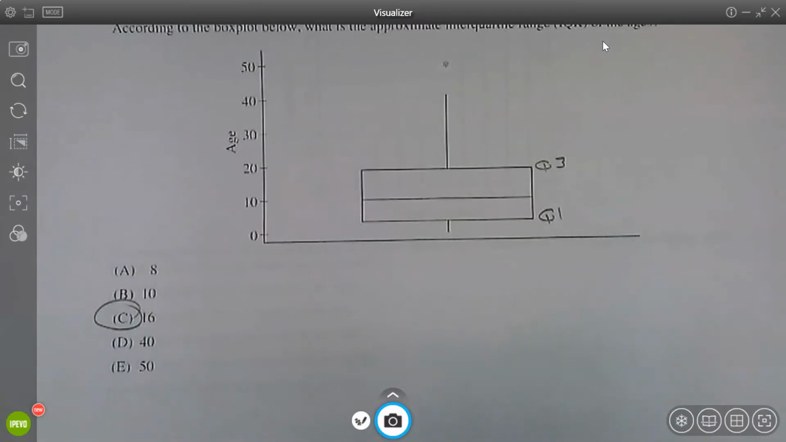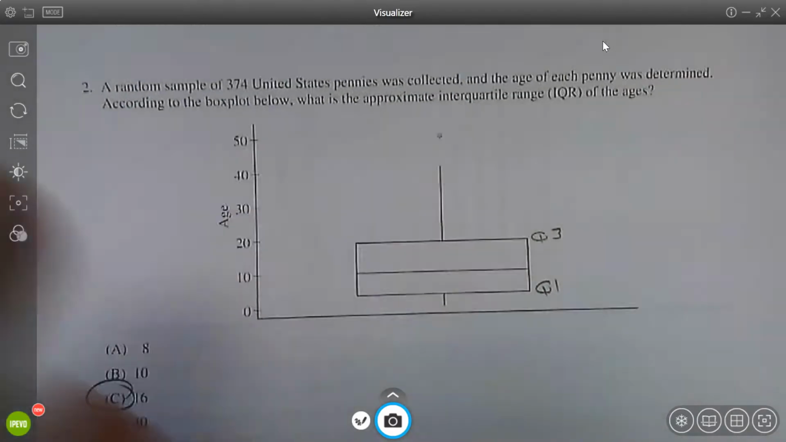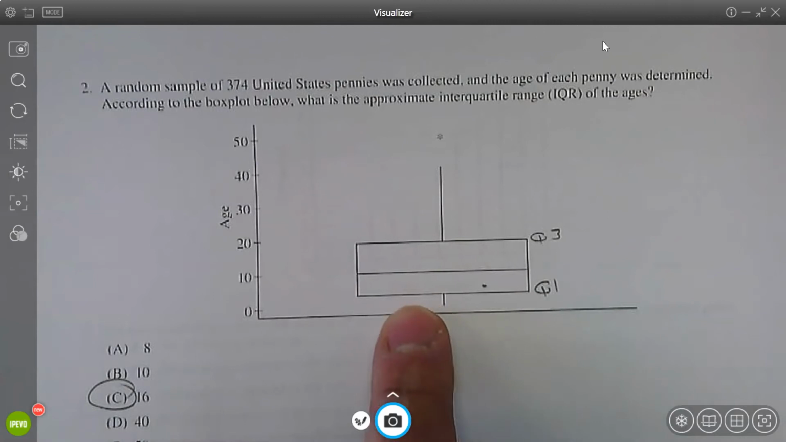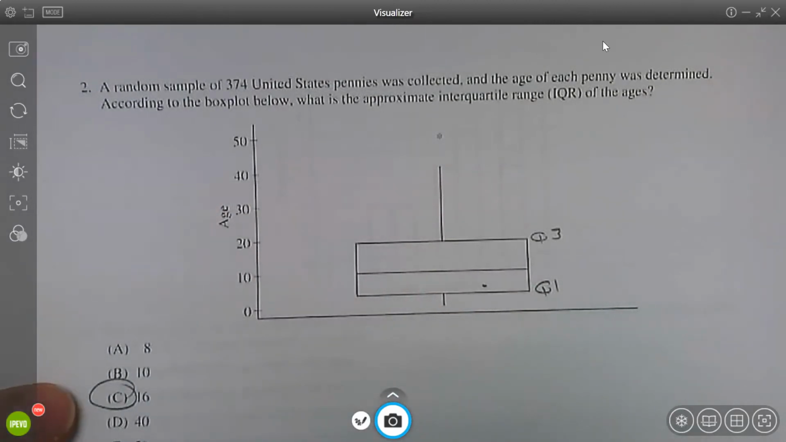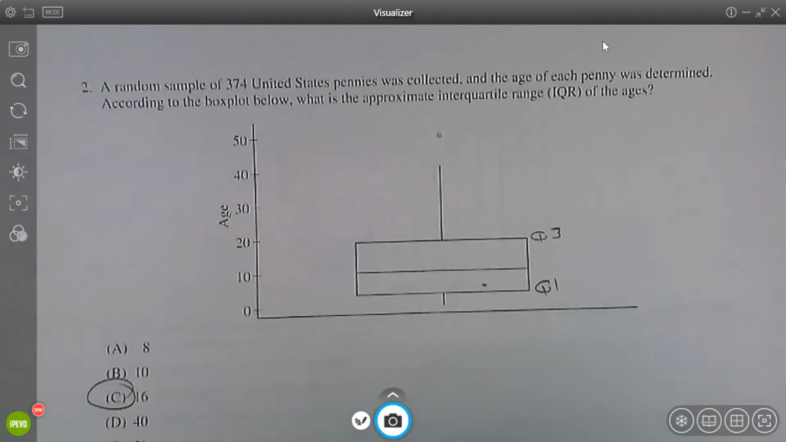Number 2, IQR is quartile 3 minus quartile 1. So it's around 20 minus around 5. It's about 15. We're estimating here. Approximate would be C.